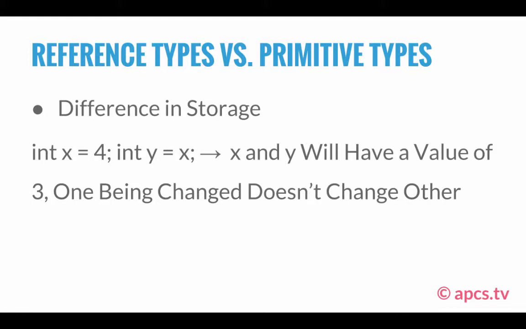However, the thing is that one of them being changed does not change the other. This basically means that if, after those two statements, x is set to a value of 2, y will still be equal to 4. And if we change y to 3, x will still be equal to 4. So changing one of them doesn't change the other. And that's what the case is for the primitive types.